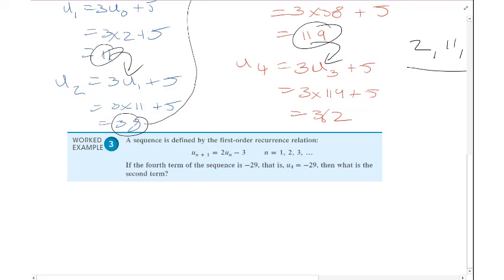So let's go to the third example here. This one's sort of asking you to do something a little bit different. So we've got a sequence defined by the first order recurrence relation. Here's my relation here. Remember, this is called the previous term, and this is the next term. Get used to remembering that. Well, in here, n is 1, 2, 3. So if the fourth term of the sequence is minus 29, so that means U4 is minus 29, then what is the second term? Well, you're going to have to do a couple steps here.